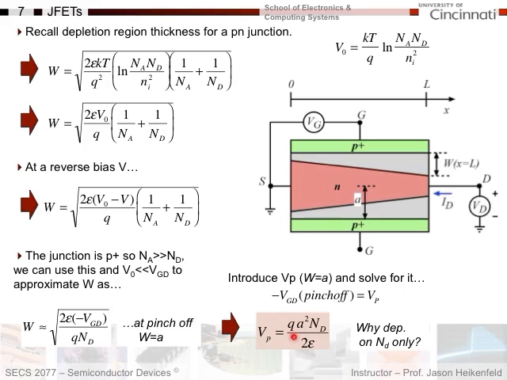The other thing that's interesting is that this is only dependent on ND. Why is that? Well, that's one of the assumptions we made. We said that all the depletion region width is into the N-type material, not the heavily doped P-type. And so that's why the pinch-off voltage is only dependent on ND.